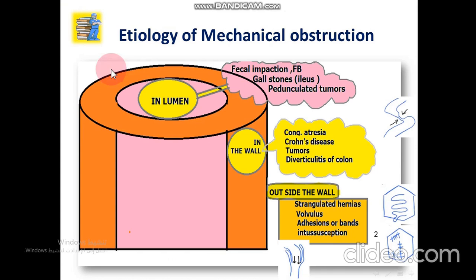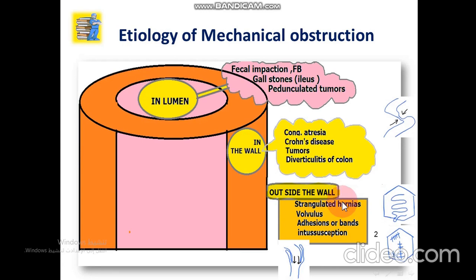Here we have the etiology of mechanical bowel obstruction. We have a diagram representing this hollow tube representing the bowel. We have causes outside the bowel, causes in the wall of the bowel, and causes inside the lumen of the bowel.